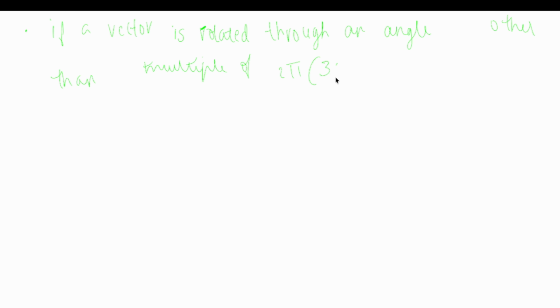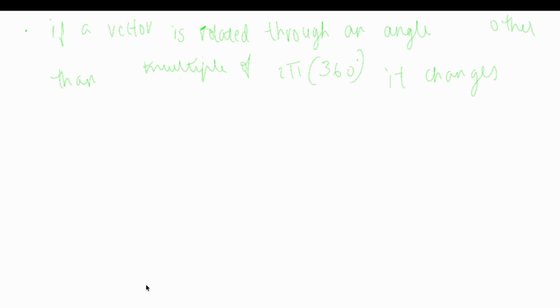Moving on to the next point, that is, if a vector is rotated through an angle other than a multiple of 2 pi, which is nothing but 360 degrees, it changes.